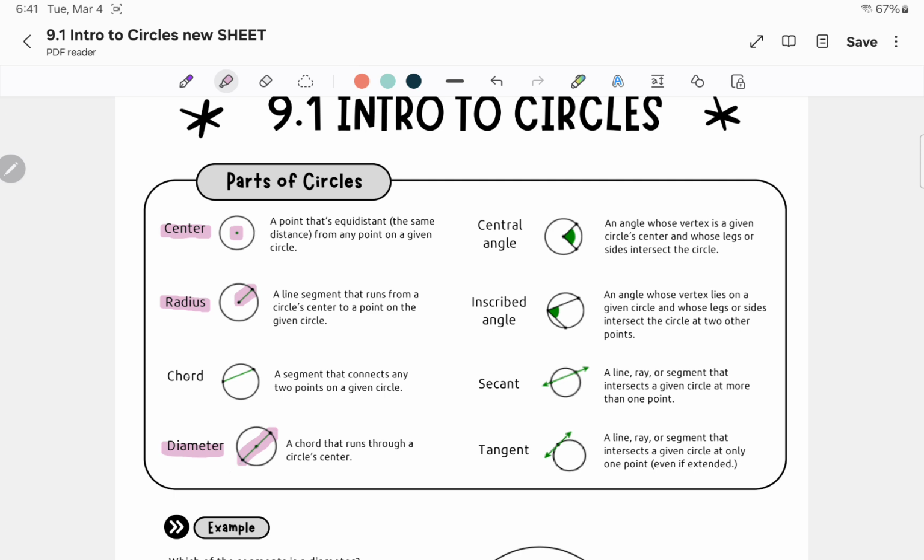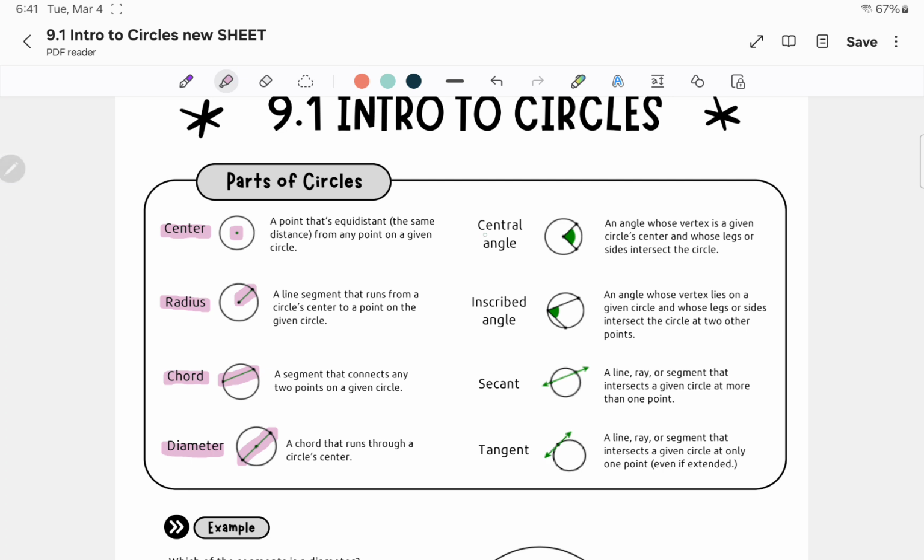And now a chord is a segment that connects any 2 points on a given circle. A diameter is a chord, but a chord doesn't have to go to the center. Diameter does have to go to the center. So a chord could be any line or any segment that goes from one edge to the other.